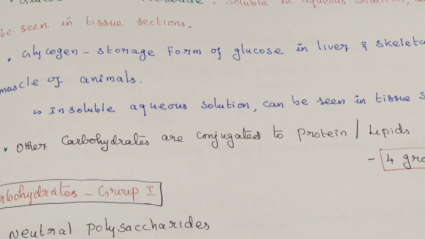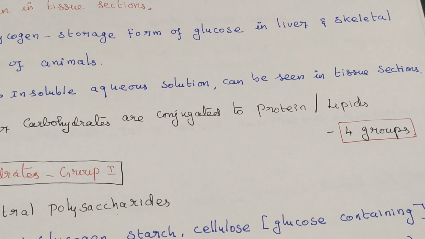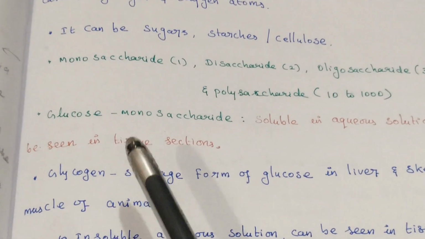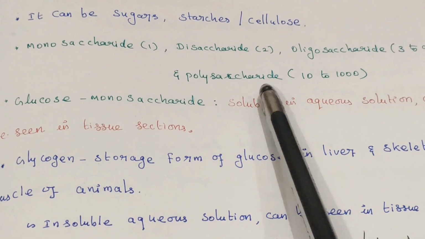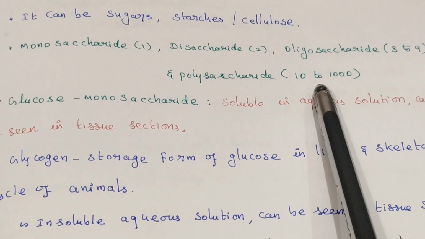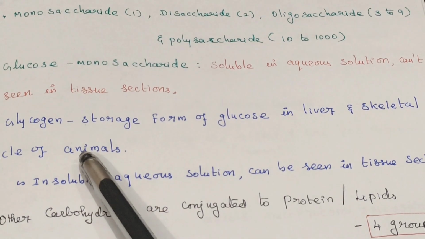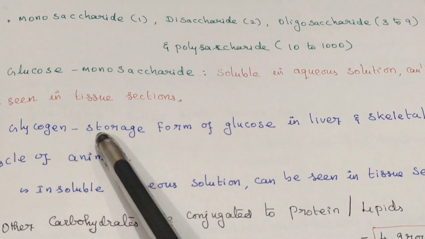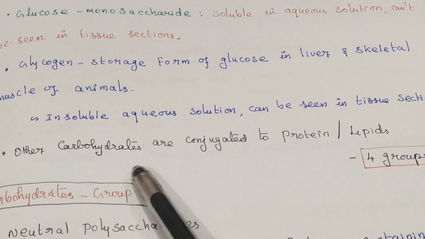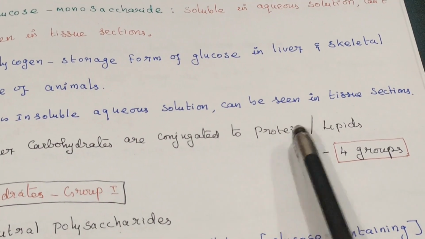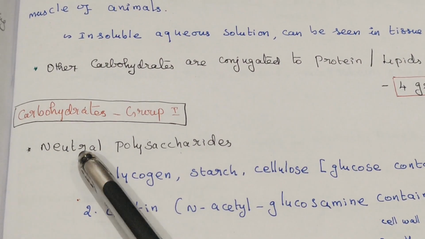Some other carbohydrates are conjugated to protein and lipids. So monosaccharide, disaccharide, oligosaccharide, polysaccharide are classified based on how many units of sugar they have. Glucose in excess amount that a person consumes is converted into glycogen. Now, carbohydrates conjugated to protein and lipid, based on that we classified 4 groups of carbohydrate.